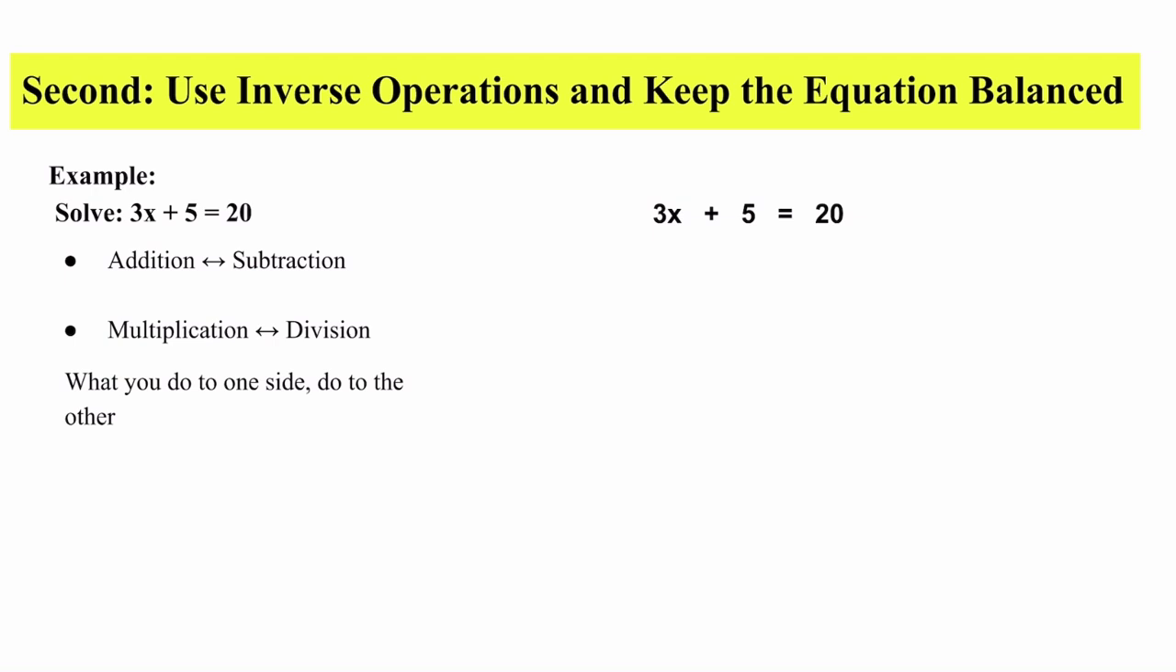Example: solve 3x + 5 = 20. Subtract 5 from both sides, and you are left with 3x = 15. Divide by 3 on both sides, and you get x = 5.